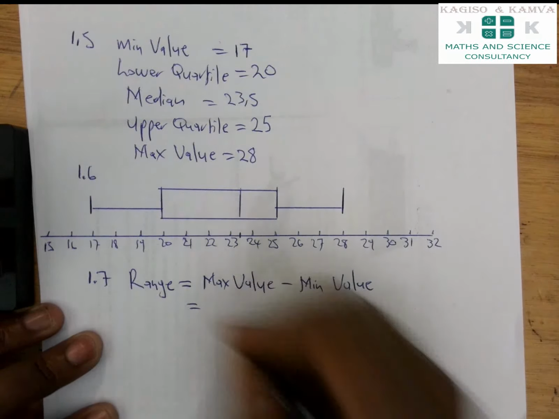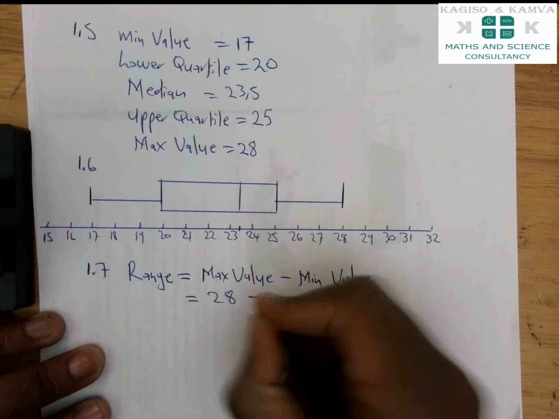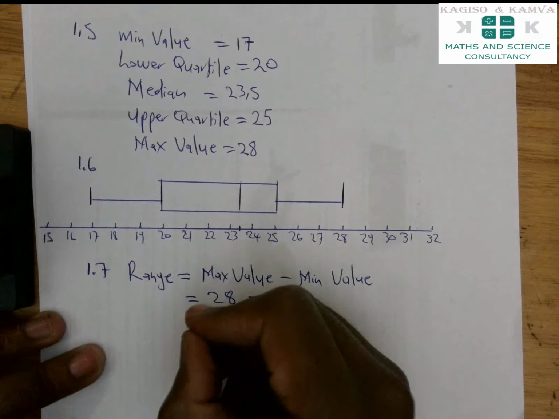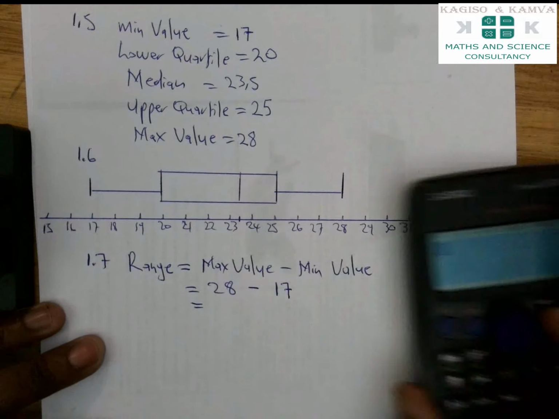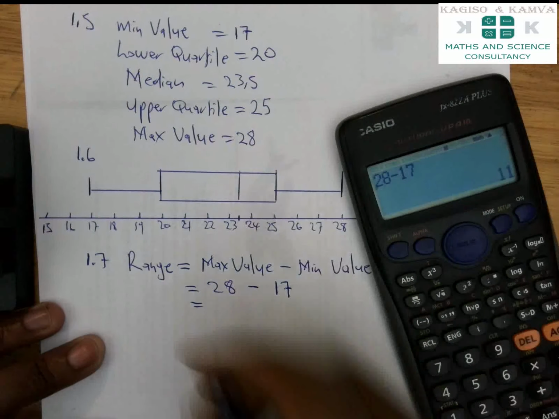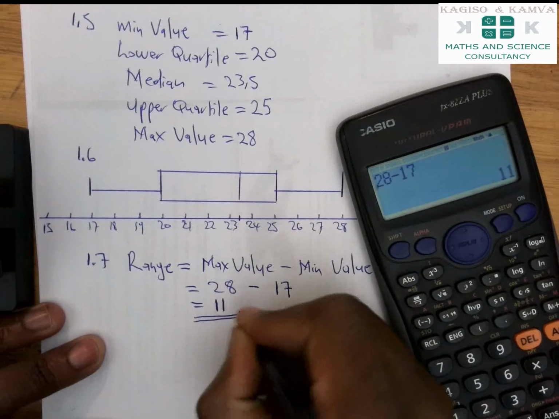Okay, so that will be what? That will be 28 minus 17. So our range will be 28 minus 17, which is 11. That will be our range.